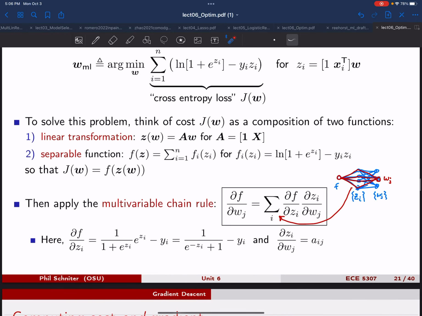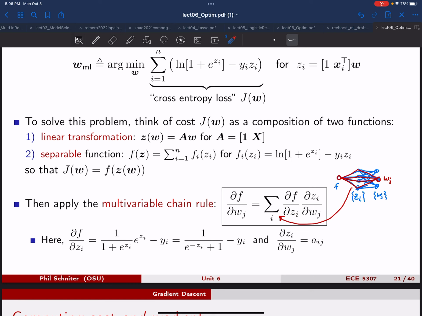And when we get to neural networks, this will be the foundation of the backpropagation rule that we use to train all the weights in the neural network. But for here, this is the simplest incarnation that we have. And essentially, we just need to compute these quantities.